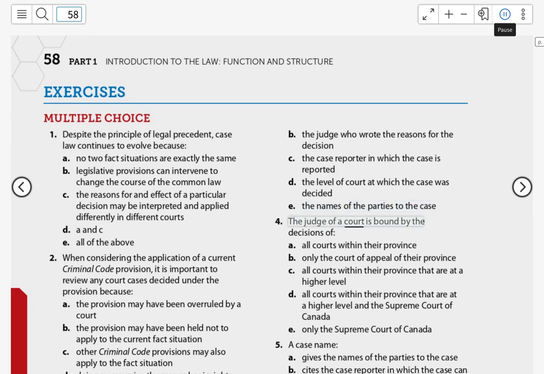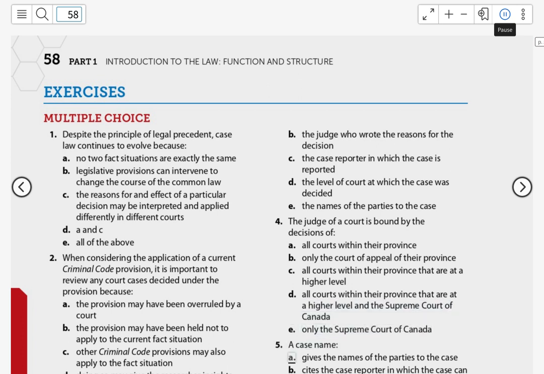4. The judge of a court is bound by the decisions of a. All courts within their province. b. Only the Court of Appeal of their province. c. All courts within their province that are at a higher level. d. All courts within their province that are at a higher level and the Supreme Court of Canada. e. Only the Supreme Court of Canada.